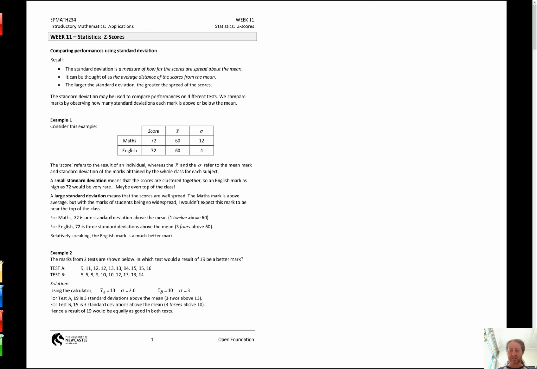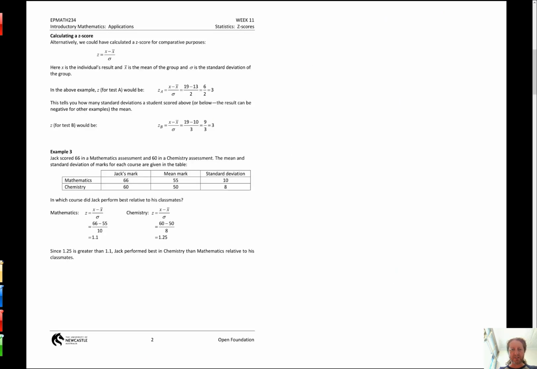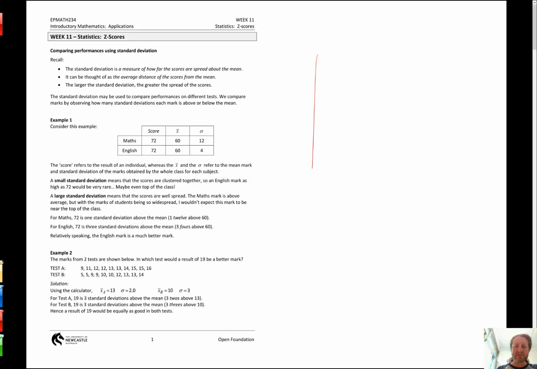If I was graphing these things, I'll just check that there's not a graph on the next page. Okay, there isn't, so this is going to be a bit dodgy. What I'm graphing here is how the class did, not me, how the class did. A mean of 60, so it's going up: 0, 10, 20, 30, 40, 50, 60, 70, 80. Where did most of the marks lie?